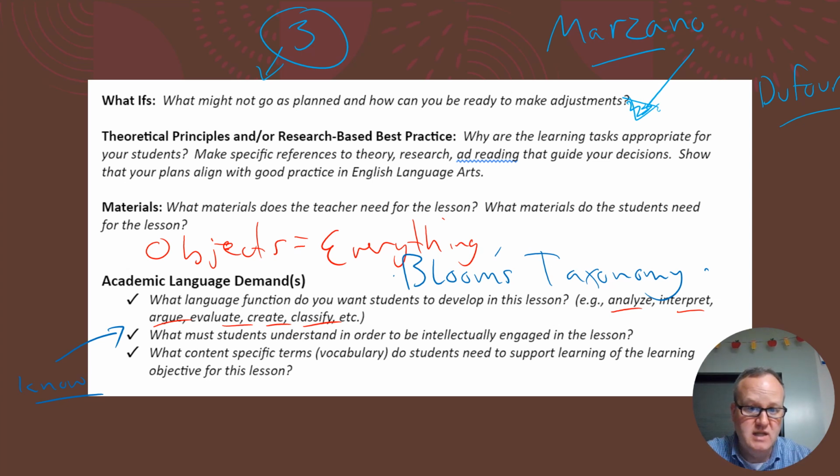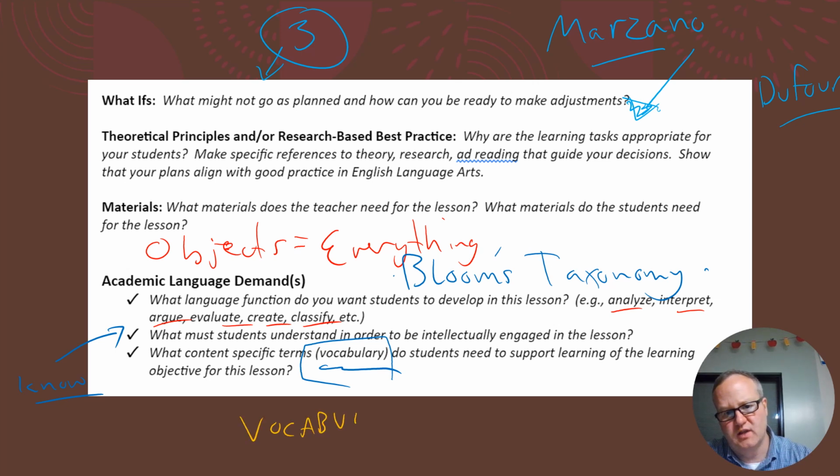Last one here, what content-specific terms? So guys, this is going to be vocabulary, right? What words do students need to support the learning and basic objective for this lesson? So think about what terms you want them to know as they engage in your lesson. What should they come away with a better understanding of? That vocabulary piece is huge.